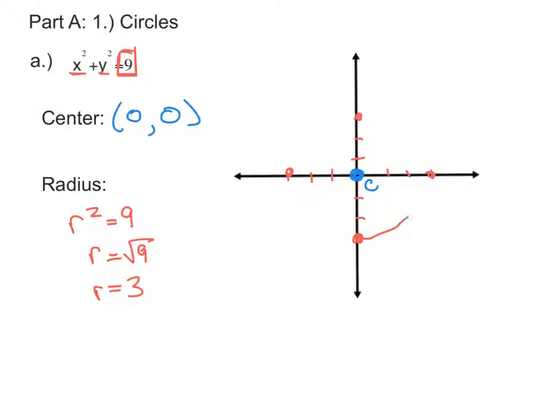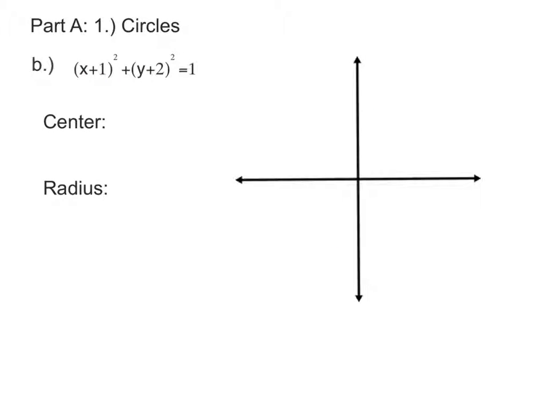So the only thing left to do is connect the dots, the nice little circle, and not exactly a perfect circle, but that's good enough for me. So let's do it a couple more times.